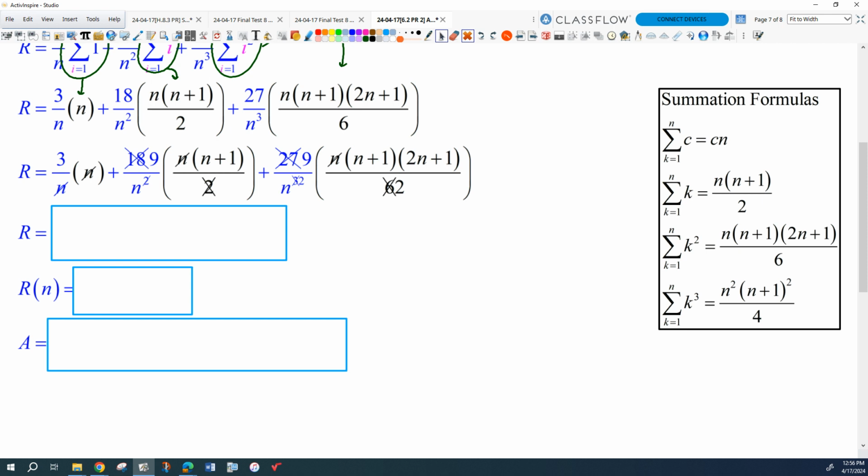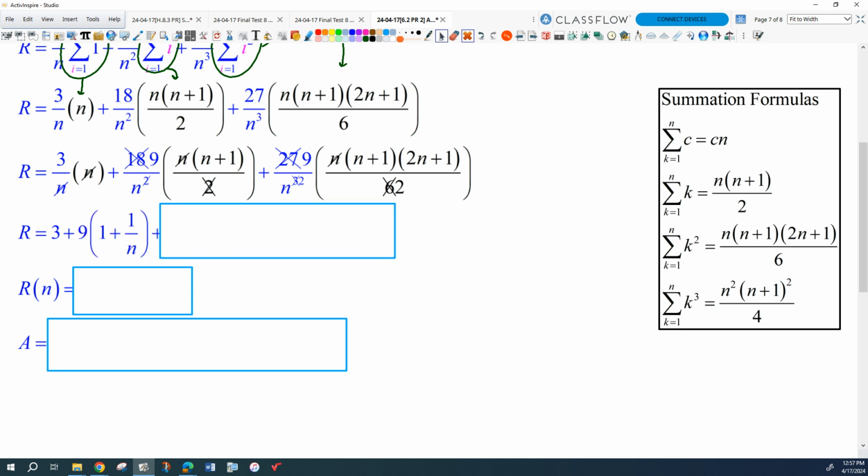And then now what if we just multiply these together? So the first term is 3. Here I got 18 over 2. I combine those into a 9. And then if I expand this out, I'm going to get n plus 1 over n. n plus 1 over n, doesn't that just become 1 plus 1 over n? Right? Everybody agree? I'm just hand waving in algebra.